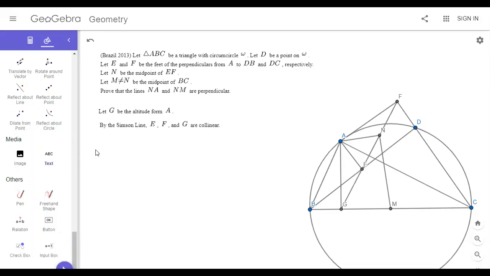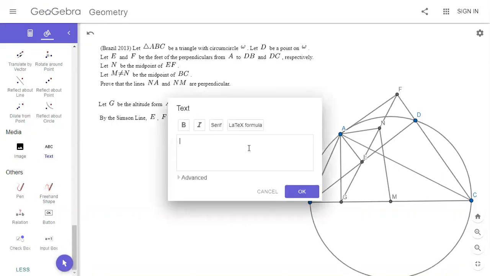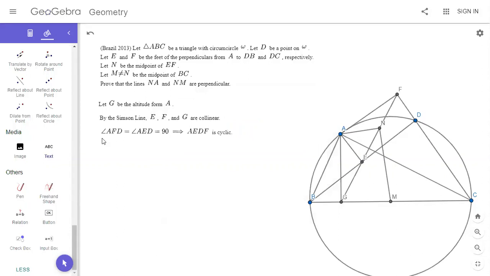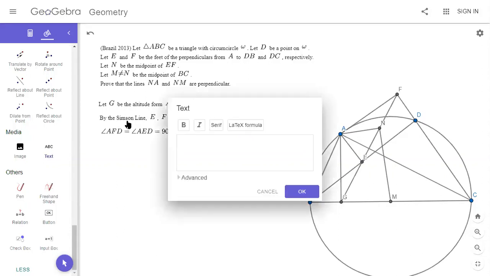Exactly. I'm writing it out. So here's the full thing. Angle AFD is equal to angle AEB is 90, so AEDF is cyclic. There are a lot of steps that we did in our head, but most of it is because I've seen the Simpson line configuration before. Angle AEB is equal to angle AGB is 90, so AEGB is cyclic.